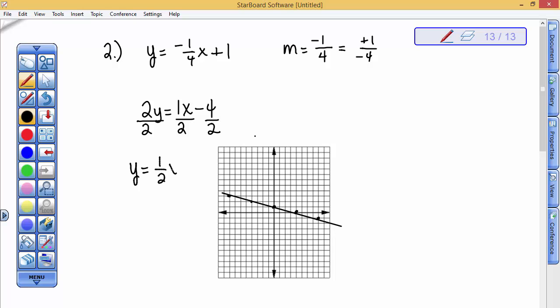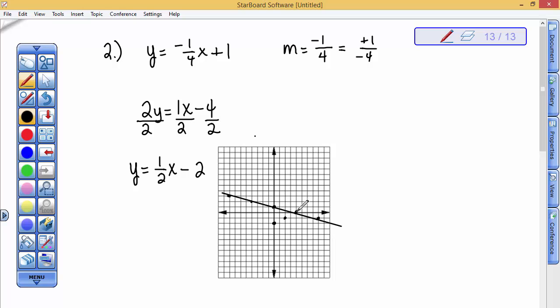And then this 4 divided by 2 is 2. That's why you have to divide the 2 by both terms over here. And so the y-intercept for this one is a -2. And then because the slope is 1/2 and it's positive, I'm going to go up 1 and to the right 2.